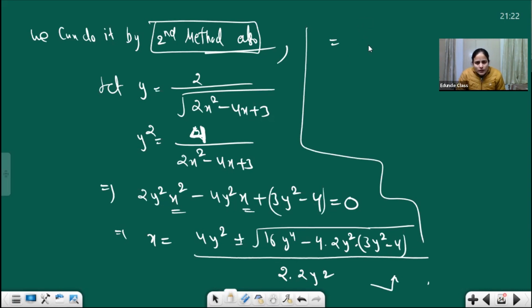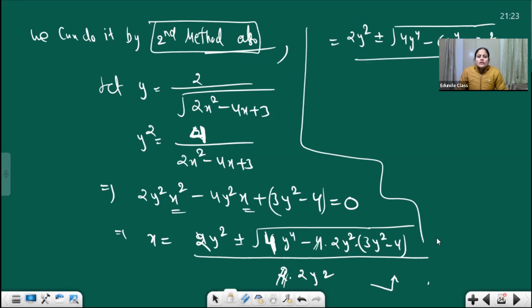So what I'll do is, take 4 outside, and cancel out this 2. So from here, 2y square plus or minus square root of, I am taking 4 outside, so here 4y raised to 4. Here the 2 and this 2 cancel out. Understood? So this 2y square, and here it becomes minus 6y raised to 4. And minus minus will become plus 8y square. That's right. 4y raised to 4 minus 6y raised to 4 plus 8y square upon 2y square.